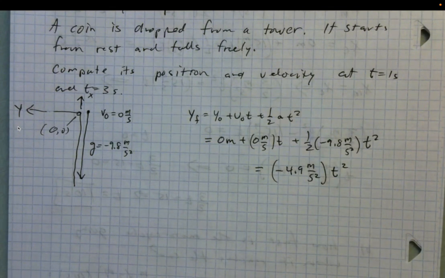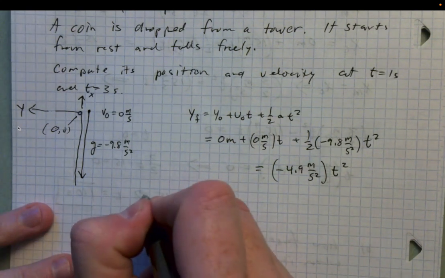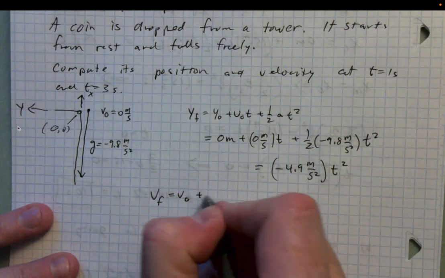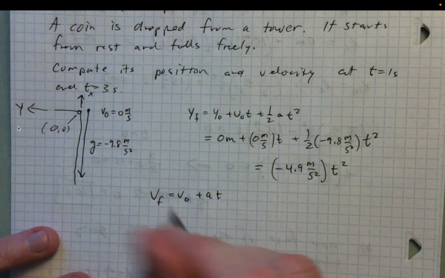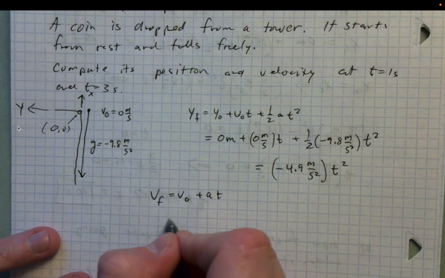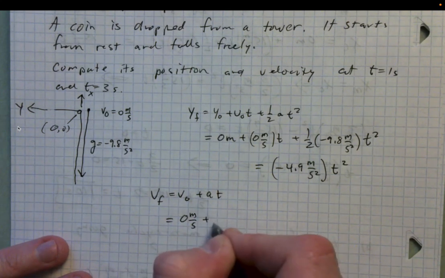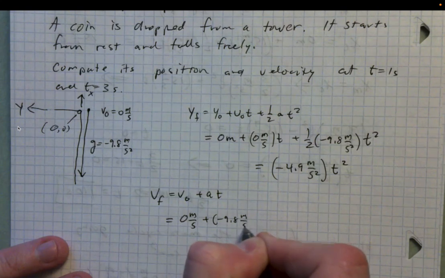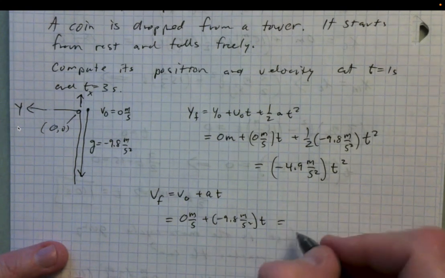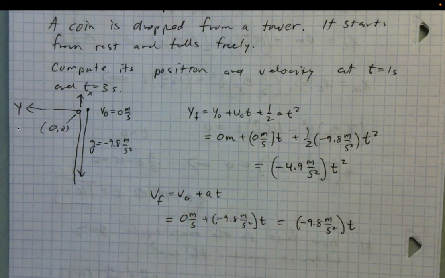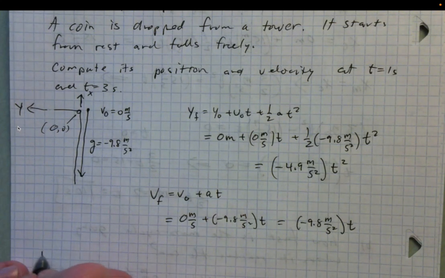That'll tell us our position, and we can use that for time equals 1 and time equals 3. And then for our velocity, we can use this guy, so v final equals v initial plus acceleration times time. And so here v final will be equal to our initial velocity, which is 0 meters per second, plus our acceleration, negative 9.8 meters per second squared, times time. And so this is really just negative 9.8 meters per second squared times time. Okay, and so then we can just plug in the times we want, and we're set.